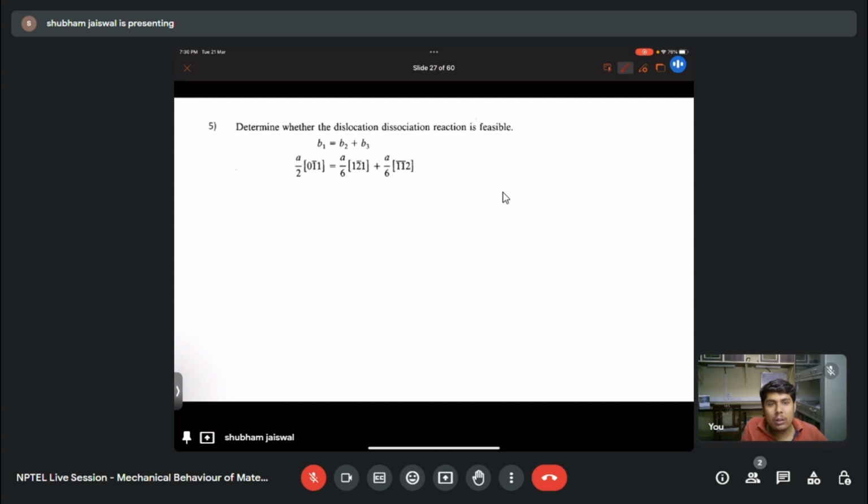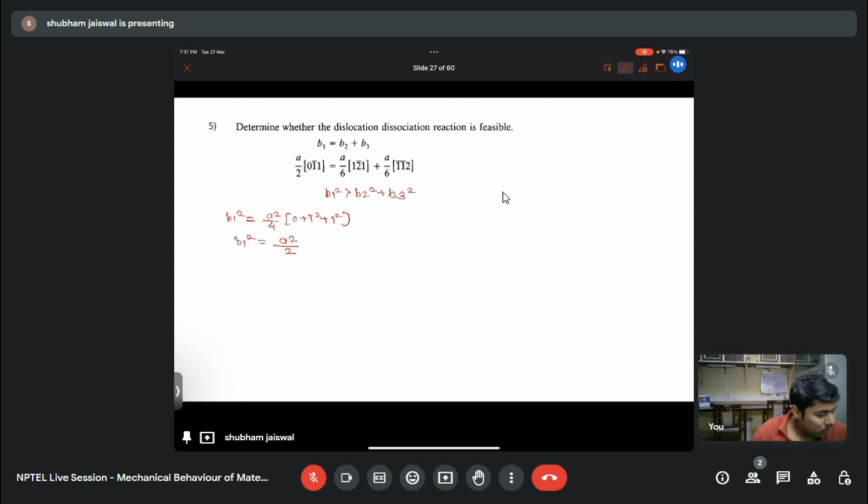So if this dislocation reaction needs to be feasible, it should satisfy the condition b1 square should be greater than b2 square plus b3 square. Is it not? So what is b1 square? b1 square is a square by 4, (0 plus 1 bar square plus 1 square). So b1 square comes out to be a square by 2. Is it not?